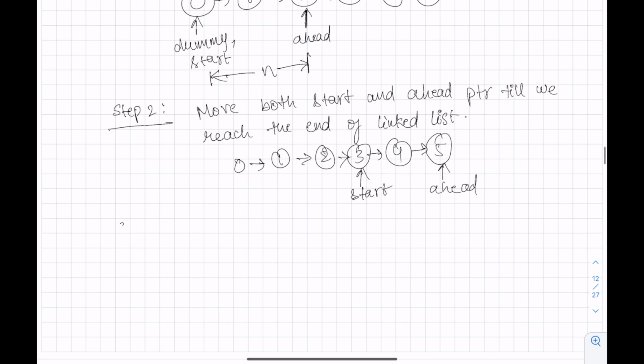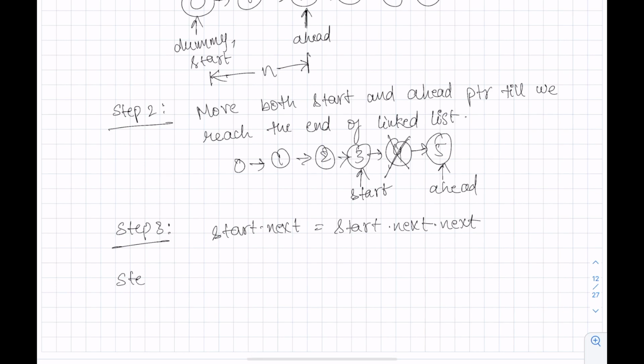Then step 3 is the same step that we did in the brute force solution. Just point start.next to start.next.next. So this node is essentially removed. Then step 4 is to return dummy.next. So dummy.next will be the reference to the first node.